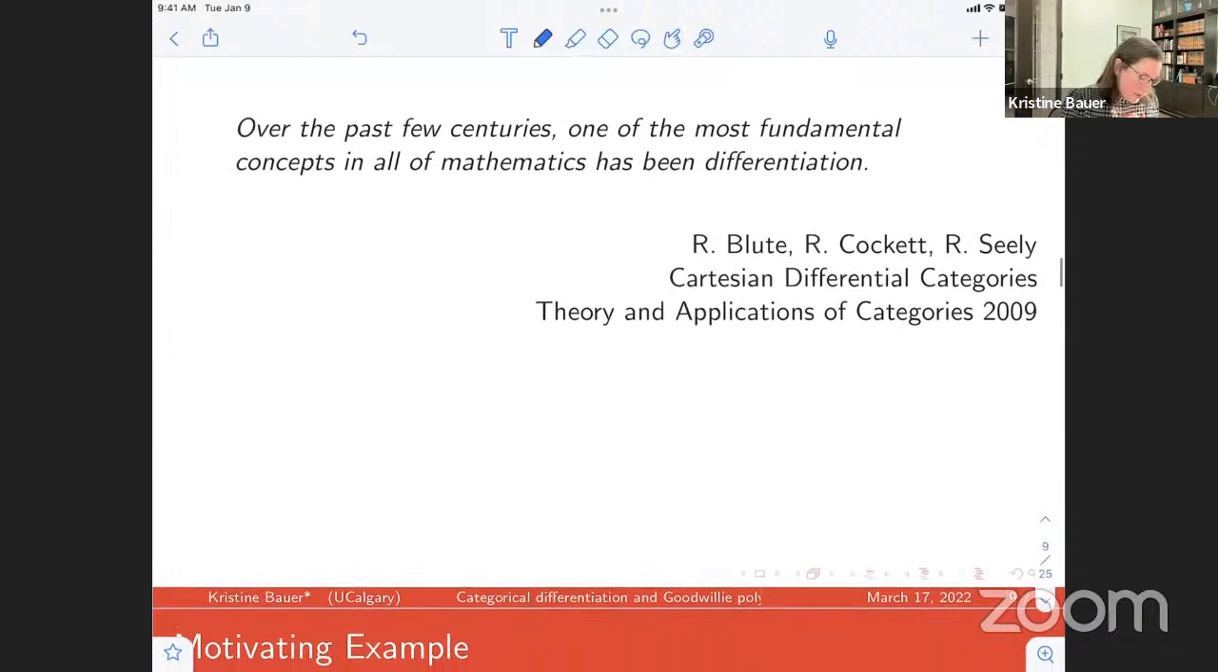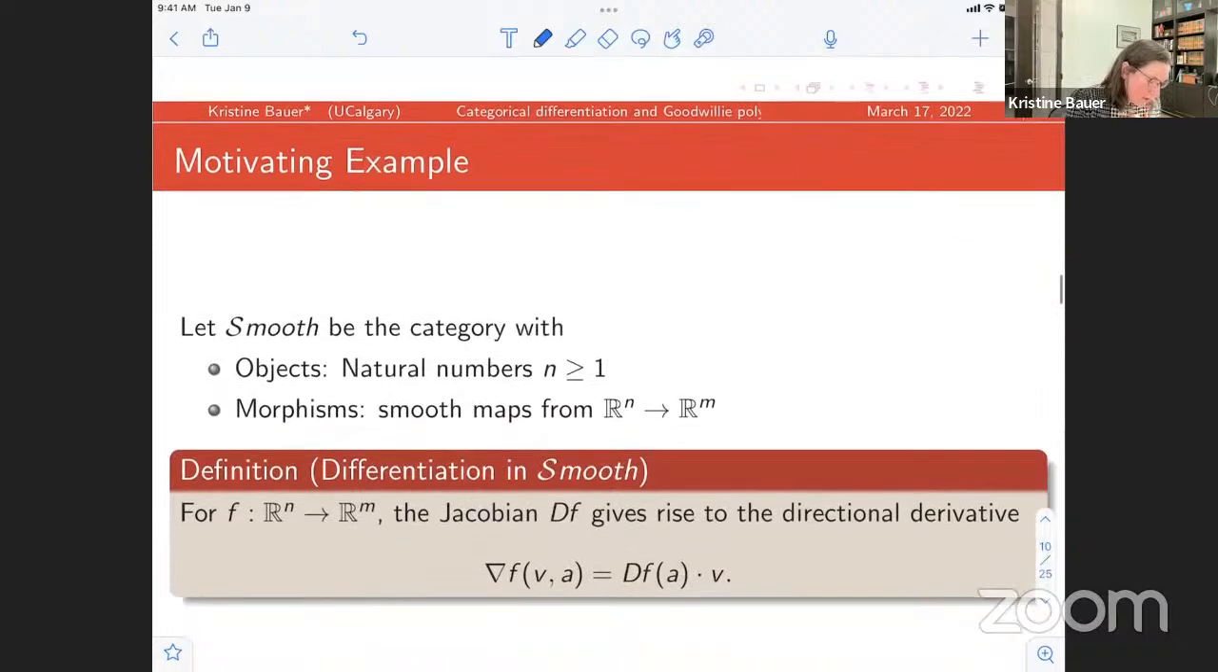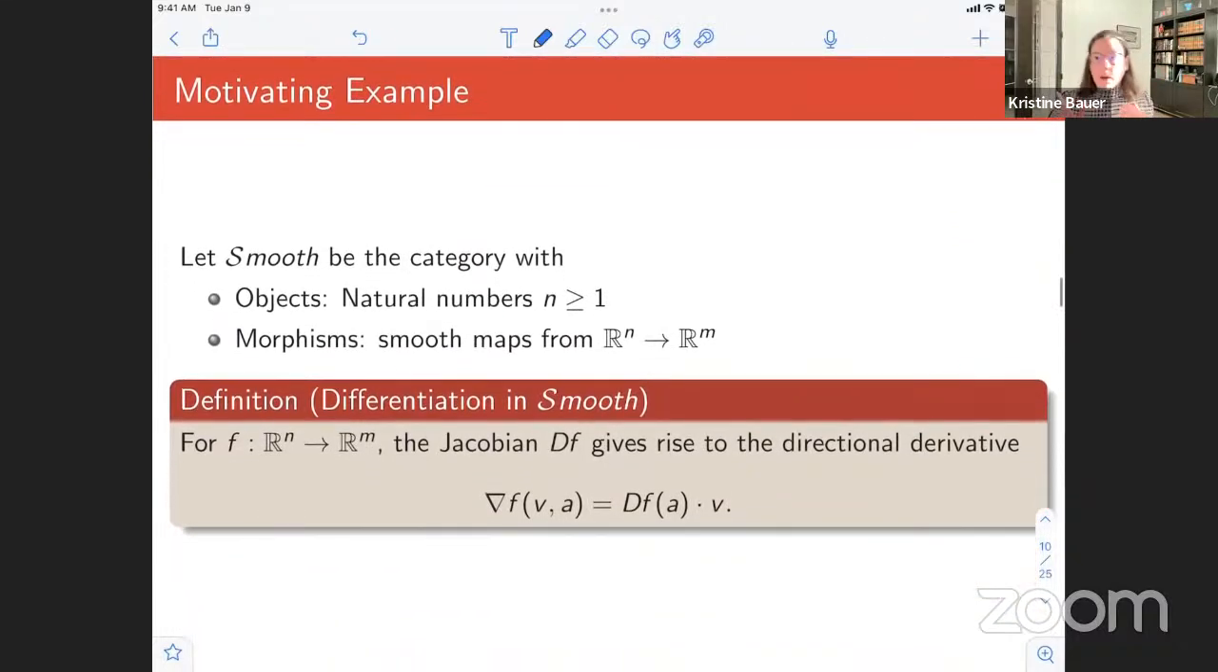And let me just review what they did. We'll start again with a motivating example of what really is going on when we look at derivatives of functions of several real variables. So in this case, I want to look at a particular category, and I'll call it Smooth. Its objects are the natural numbers, but I should be thinking of objects as indexed by the natural numbers. I'm really thinking that the objects are the Euclidean spaces R^n. My morphisms are going to be the smooth maps from R^n to R^m.